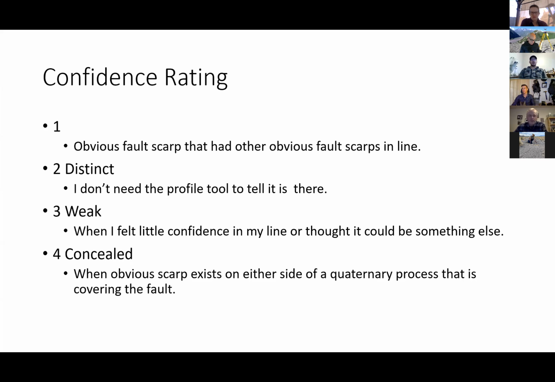For my concealed faults, those were just when I had obvious faults on either side, and there was maybe some quaternary process that was covering it up, and I could just put the dotted line right between the other 2 faults.